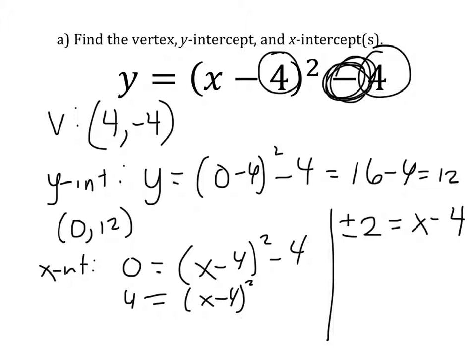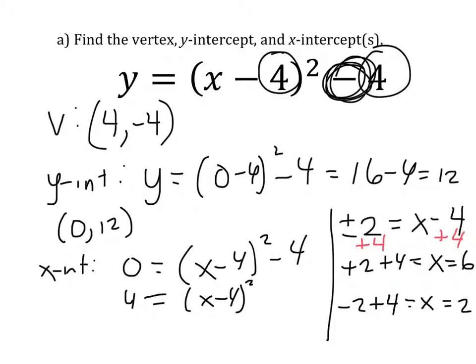And then I'm going to take the positive 2 and add 4 to it to get one x value of 6. And I'm going to take the negative 2 and add 4 to it so that the other x value is positive 2. And that's all because I have to add 4 to both sides here, but there are 2 things I'm supposed to be adding 4 to. So my x-intercepts turn out to be (6, 0) and also (2, 0).